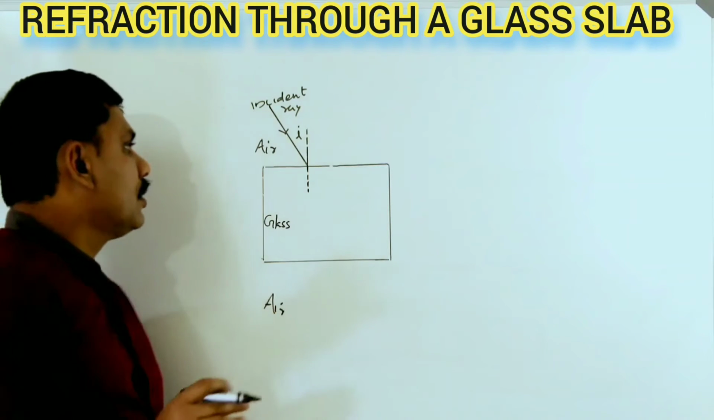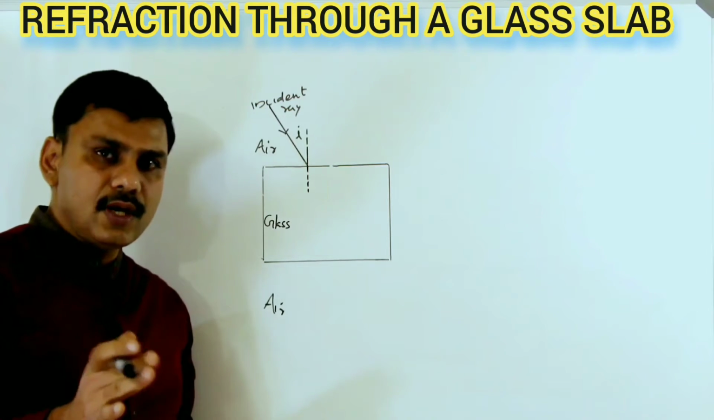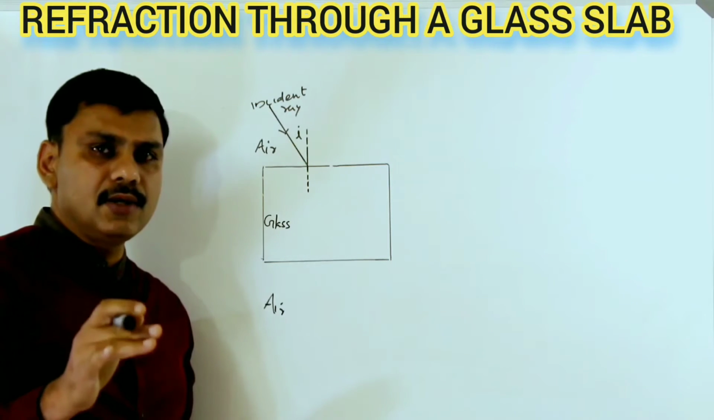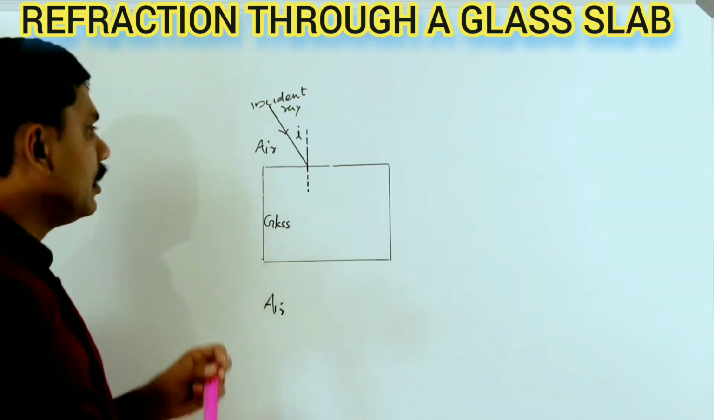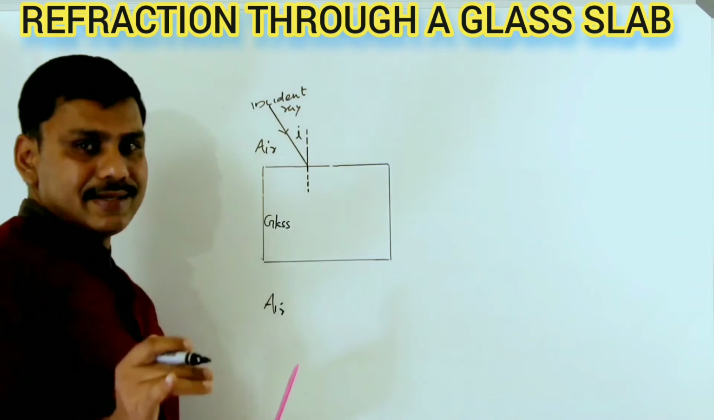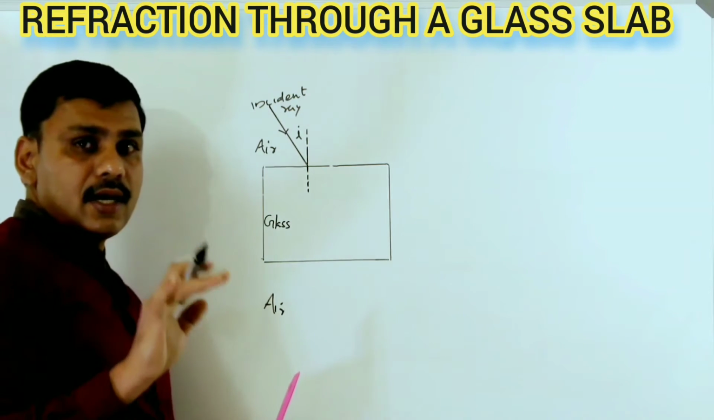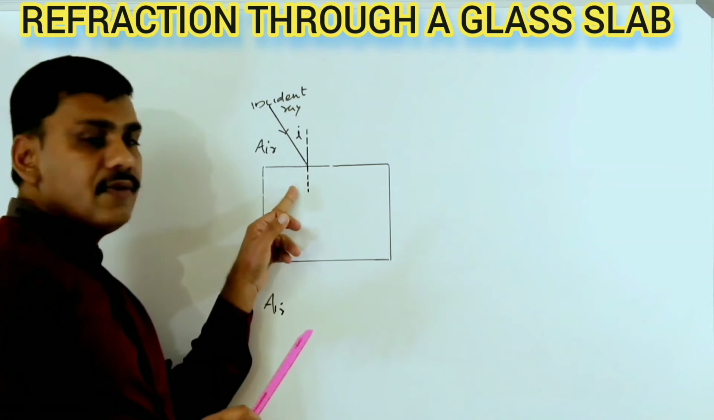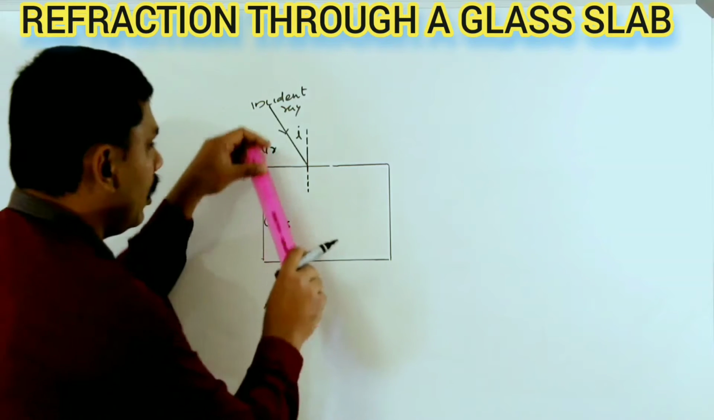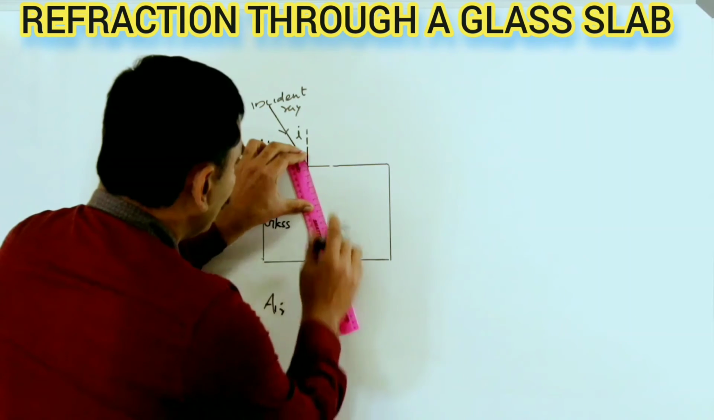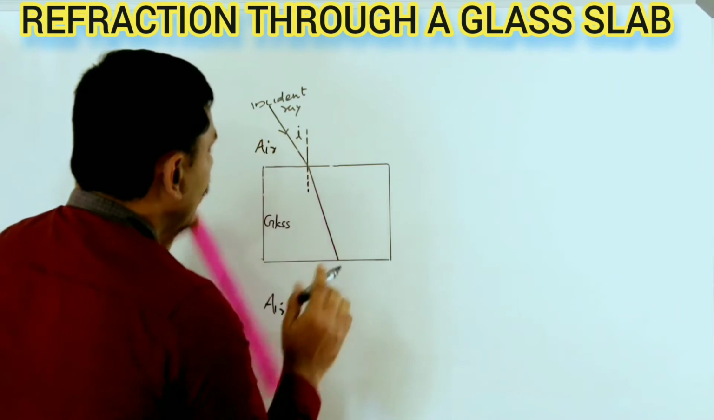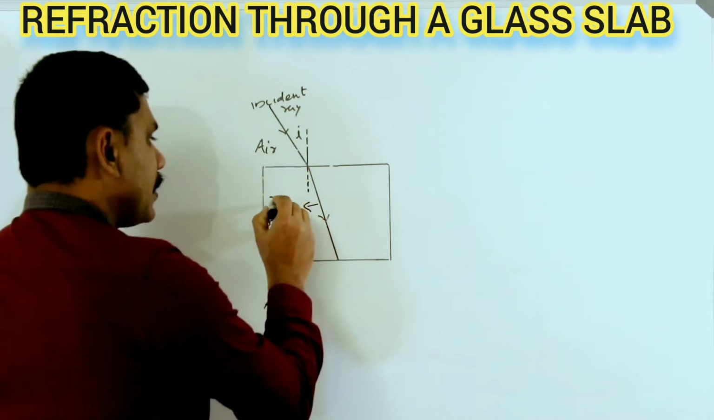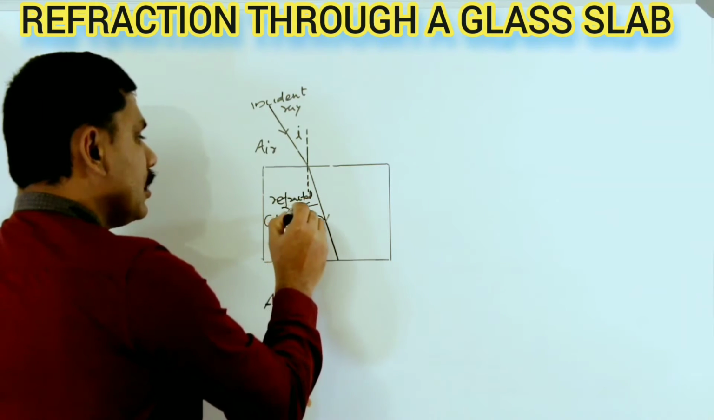When the ray is incident on the glass surface, it is entering another medium, that is glass. In glass, the speed of light is 2.25 multiplied by 10 to the power 8, so the path of the light gets deviated. The speed of light will be less because glass is denser and air is rarer. So when light travels from a rarer medium to a denser medium, its path gets deviated and it moves towards the normal. This is the refracted ray.